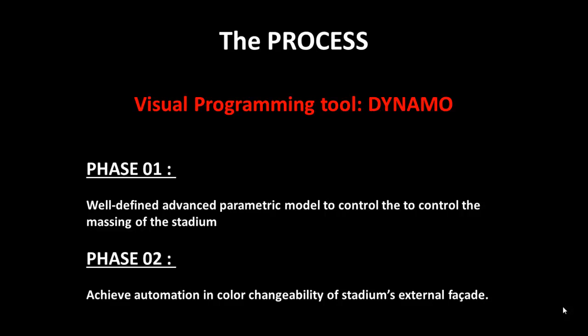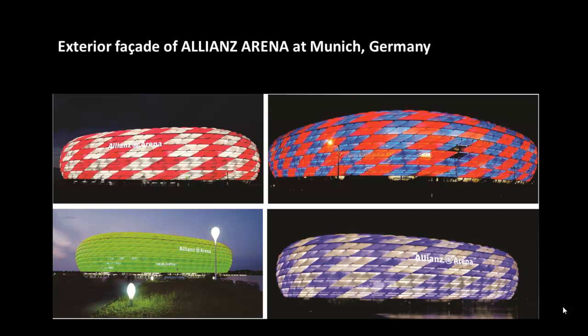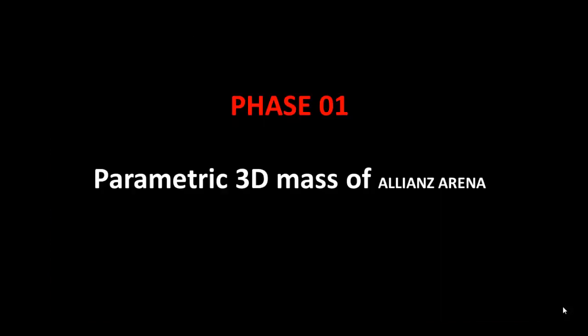And secondly, 3 experiments have been conducted to achieve automation in color changeability of the stadium's external facade. These are some existing photographs of the arena, which vividly express that these patterned color panels have been the major design features of the stadium from the very beginning. Now, phase 1 of this project is creating a parametric 3D mass of the arena.